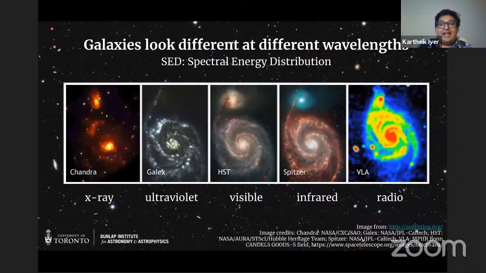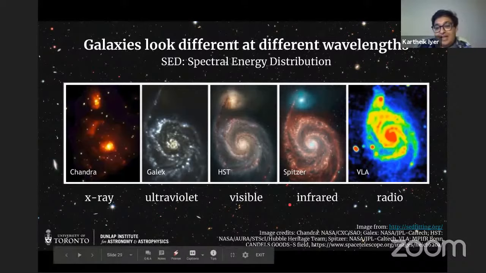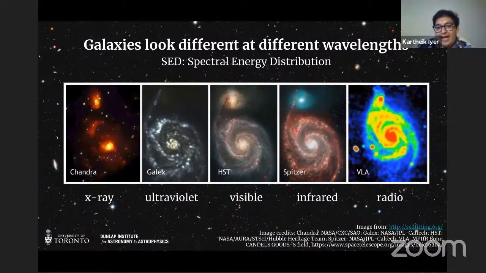So remember, we said that light has a range of wavelengths. It turns out that if you see the same galaxy at all of these different wavelengths, they end up looking quite different. And this is really interesting because it tells us that different objects that make up the galaxy maybe emit light at different wavelengths. So for example, you're looking at the same galaxy in the X-ray, in the ultraviolet, in the visible, or at longer wavelengths, in the infrared or at the radio. And you can see that the emission in the radio looks quite different. And we know now that this is because it's mostly tracing the gas, as opposed to the ultraviolet view, which is mostly tracing young stars.